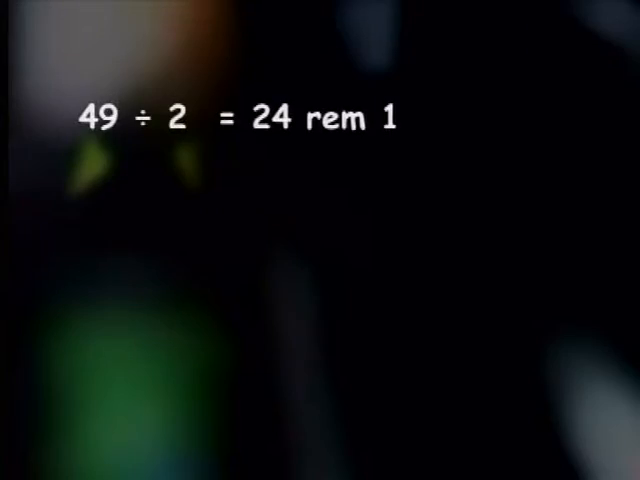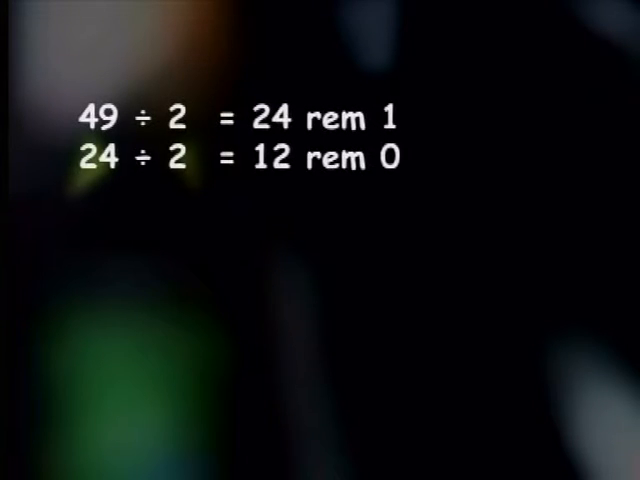Okay guys, this is how we work it out. We start with your mark, 49. 49 divided by 2 is 24, remainder 1. We then divide 24 by 2. We ignore the previous remainder. 24 divided by 2 is 12, remainder 0.